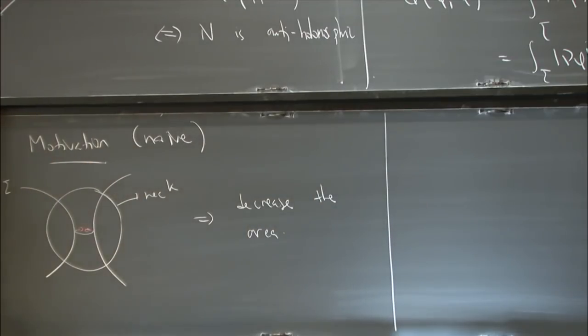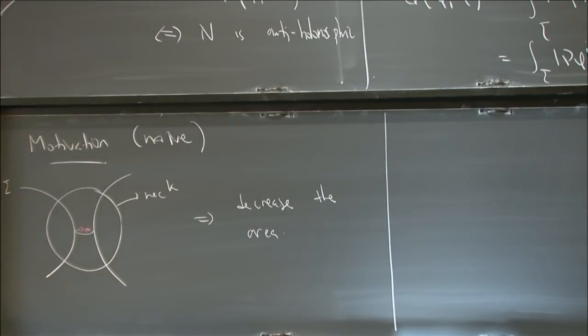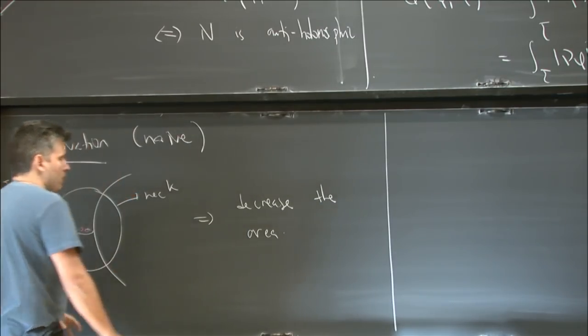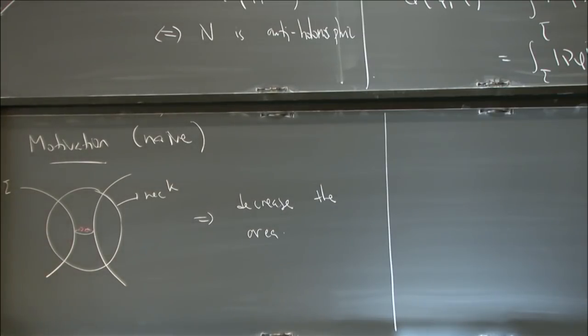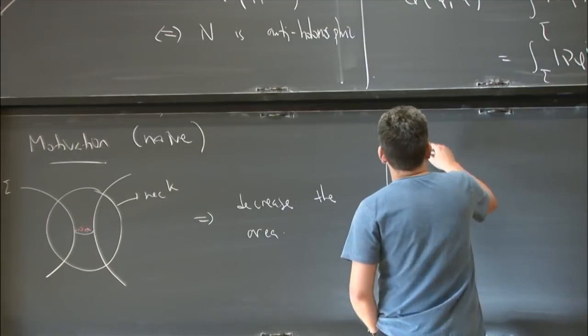So somehow, if you indeed have a lot of topology, you can imagine that you have a lot of necks, and that should force the index to go up. So that's the, say, the naive picture, and I'll explain why, with an example, which is the Costa surface.